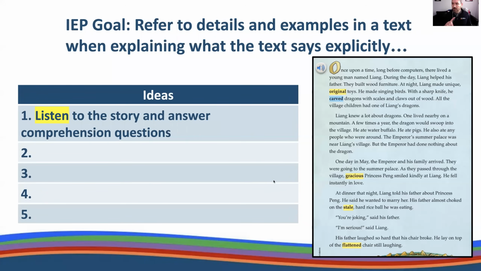So the IEP goal, as a reminder, is to refer to details and examples in a text when explaining what the text says explicitly. So one idea is to listen to the story and answer comprehension questions, utilizing the built-in accommodation features or accessibility features in this program, okay? So realizing that you have a lot of accessibility features already there.